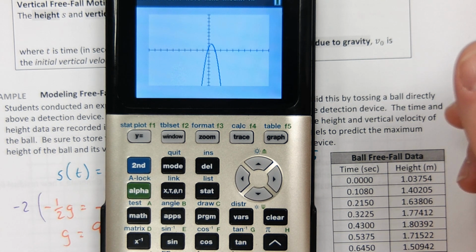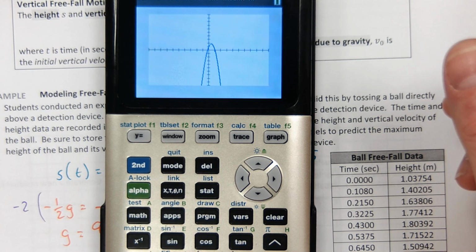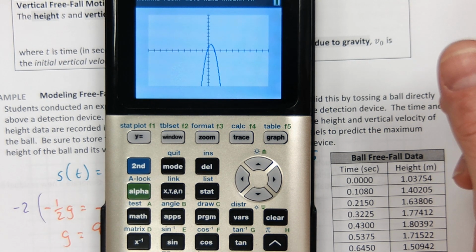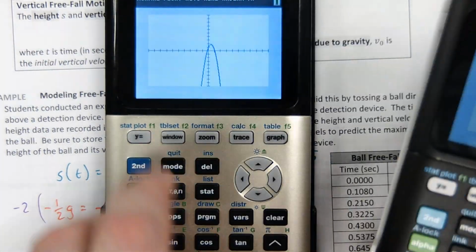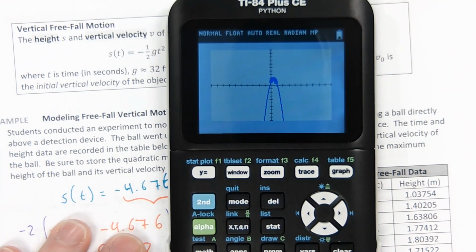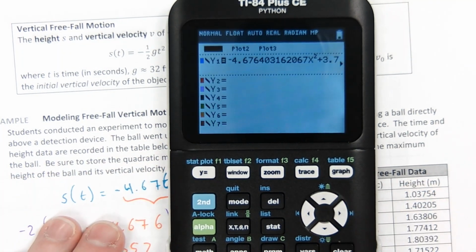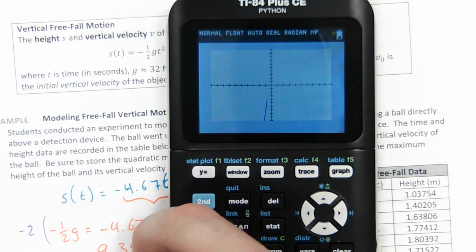Yes? My vertex is like really fat. Yeah, mine is too. Your vertex is fat? What does that mean? The line is so fat. It's like chunky. Oh gosh. More than likely you have a stat plot still turned on. Oh, I don't know. There you go. Thank you.